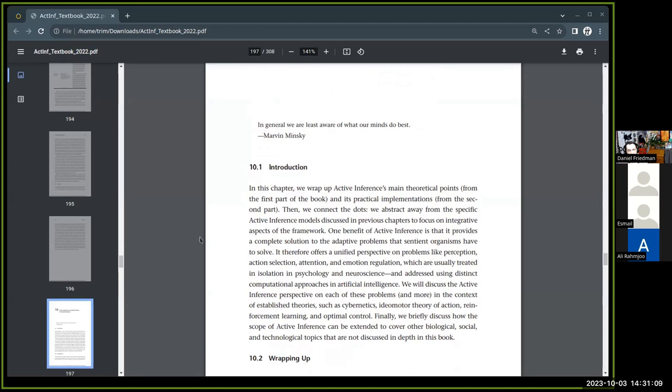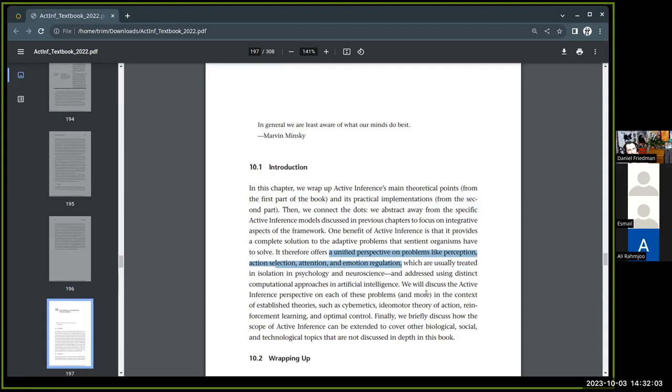Yes, this will just be a quick overview. They're going to connect a lot of dots. They abstract away from the specific active inference generative models discussed in previous chapters and focus on integrative aspects of the framework, which, as Ollie mentions, is one of the most exciting and motivating and inspiring parts. We're going to find out by the end of the chapter whether we have what we sought after: a unified perspective on problems like perception, action selection, attention, and emotion regulation. All these topics are studied with a diversity of methods, but also on the theoretical side, essentially in incommensurate frameworks. And so active inference here is being positioned as a way to integrate across these different cognitive phenomena.